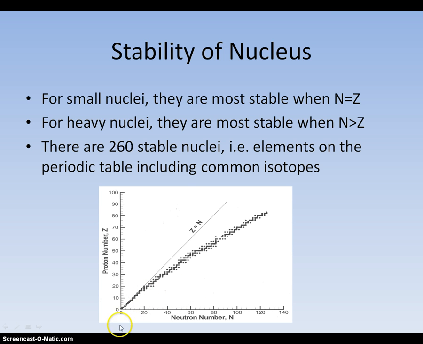This graph down here actually plots all of the most common isotopes. There are 100-some elements on the periodic table, but this plots the 260 most common isotopes of all of the elements. So you can see as you start to get bigger and we have heavier, larger nuclei, that it starts to curve down, and a nucleus is going to be more stable when you have more neutrons than you do protons.